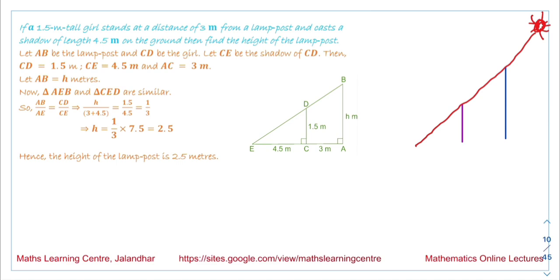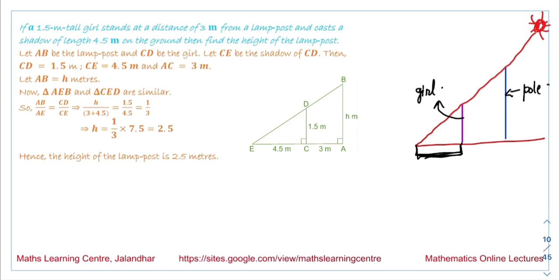The rays of the sun will be falling at the same angle on both the girl and the pole. So we are saying the shadow of the girl that will be formed. We are saying this is the girl, this is the pole. So the shadow of the girl that is being formed is of this length, we are saying.